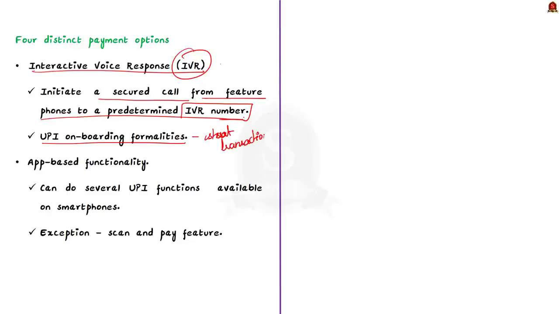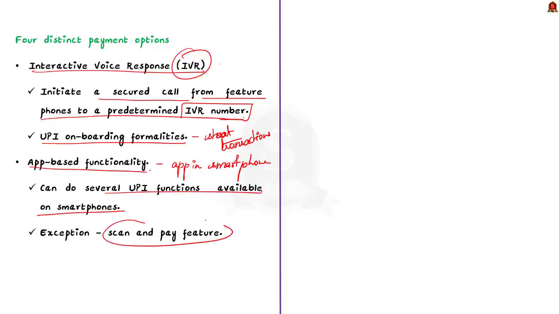Now moving on to the second one. The second one is app-based functionality. Through this app, several UPI functions available on the smartphones can be done in the feature phone also. Here, the exception is the scan and pay feature, which is currently not available for the feature phone users. Other than that, everything can be done through feature phones also.